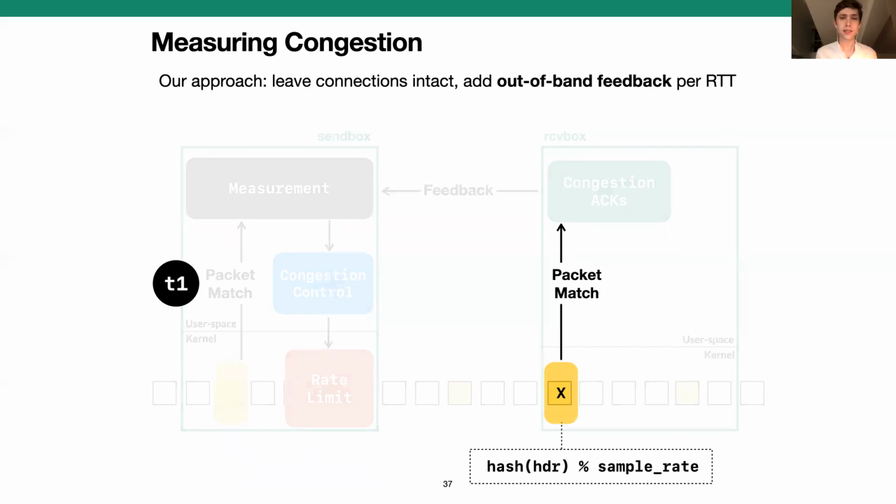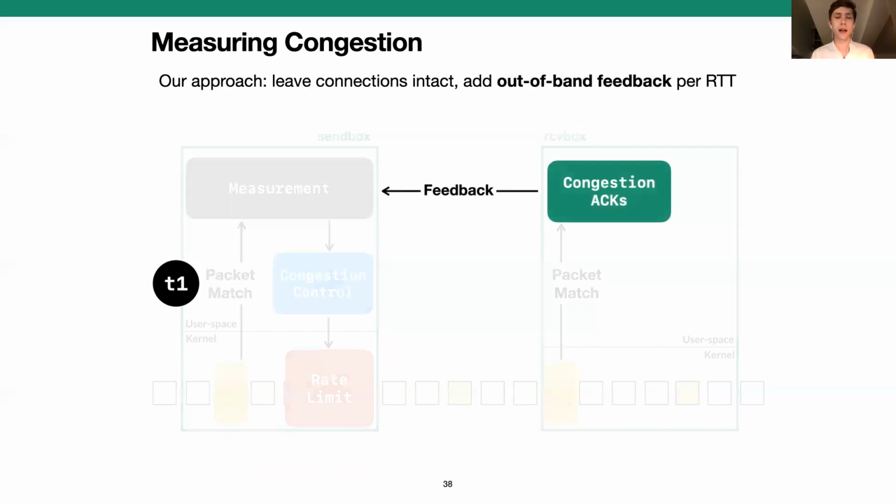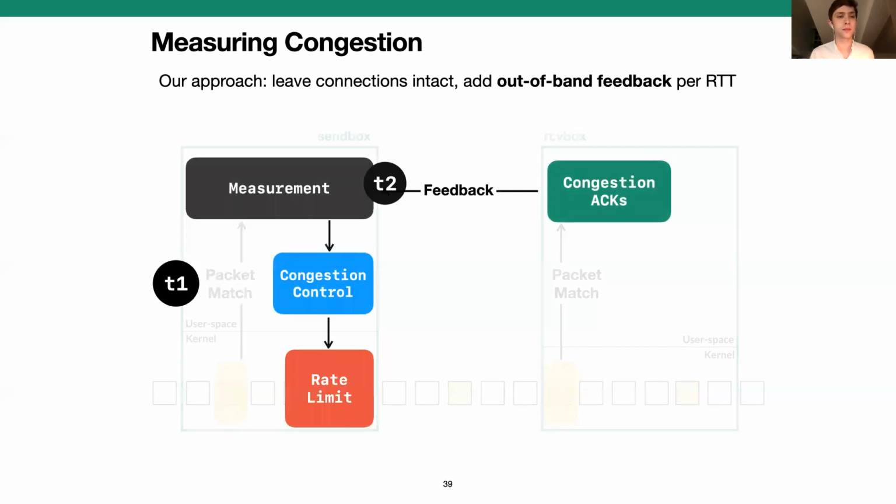Now the receive box does the same thing for each packet. It hashes the set of header fields and it looks for a packet that's a multiple of the sampling rate. So at some point later, it's going to observe this same packet with a hash of X. And when it does, it sends a feedback message back to the sendbox, including this hash and again, some other statistics. When the sender receives this feedback, it looks up the hash in its table of sent packets, and then it uses it to compute a set of measurements. It feeds these measurements to the congestion controller, which then computes a new rate for the bundle.